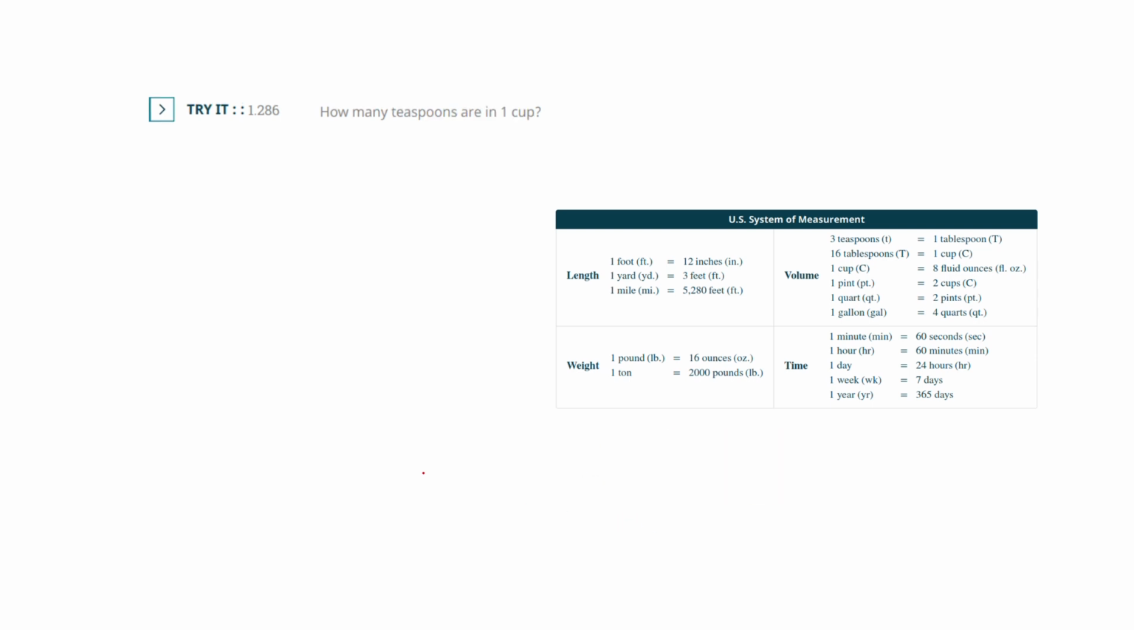Okay, teaspoons in a cup. So I'm starting with 1 cup. So always pause the video if you want to try this yourself. So I'm going down to teaspoons. So we're going down to teaspoons. So 1 cup has 8 fluid ounces.